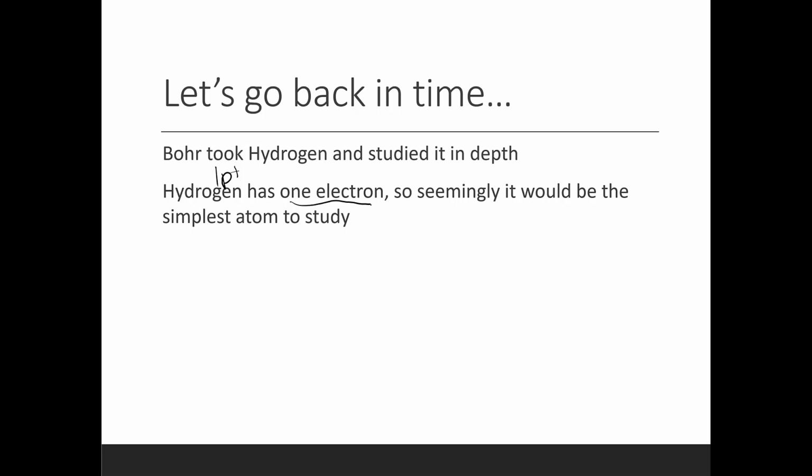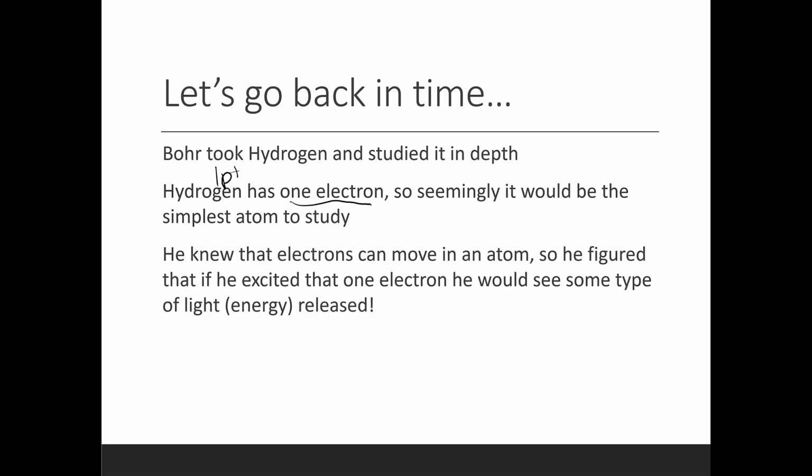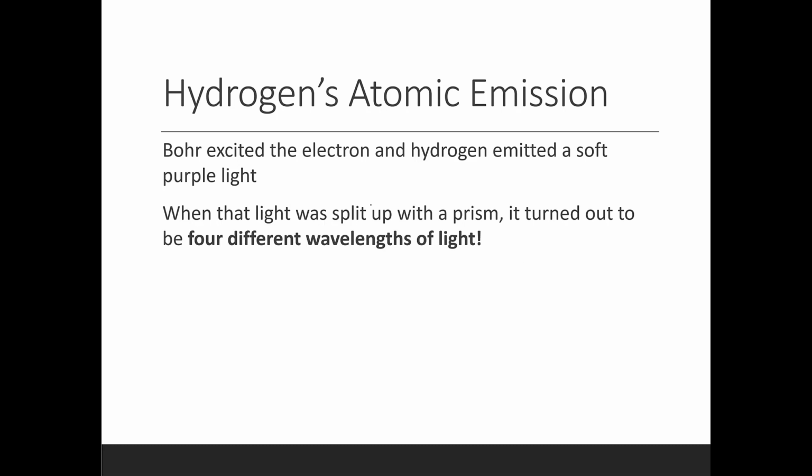Now Bohr knew already, because of Rutherford, that the protons and the neutrons were stuck in the nucleus. So that's why he said, okay, well maybe let's focus on the electrons. Maybe it's their job to release this energy. He knew that they could move around. He figured that if he could excite the one electron that's in hydrogen, he would see some type of energy released, potentially in the form of light, right? That's when he saw the first atomic emission spectra of hydrogen.